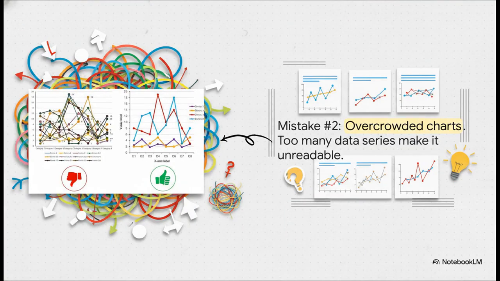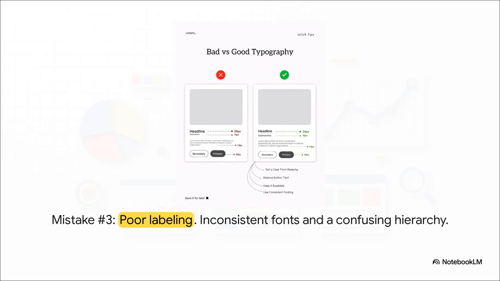And here's our old friend, the spaghetti chart. This is mistake number two, overcrowding. Trying to cram a dozen different data series onto a single chart is just a recipe for confusion. A lot of the time, it's way better to break the data into a few smaller, clearer charts. Let the story breathe a little. And finally, mistake number three, poor labeling. As you can see here, when your typography is a total mess with all these inconsistent font sizes and no clear hierarchy, it forces your viewer to work way too hard just to figure out what's what. Good design makes it feel effortless.